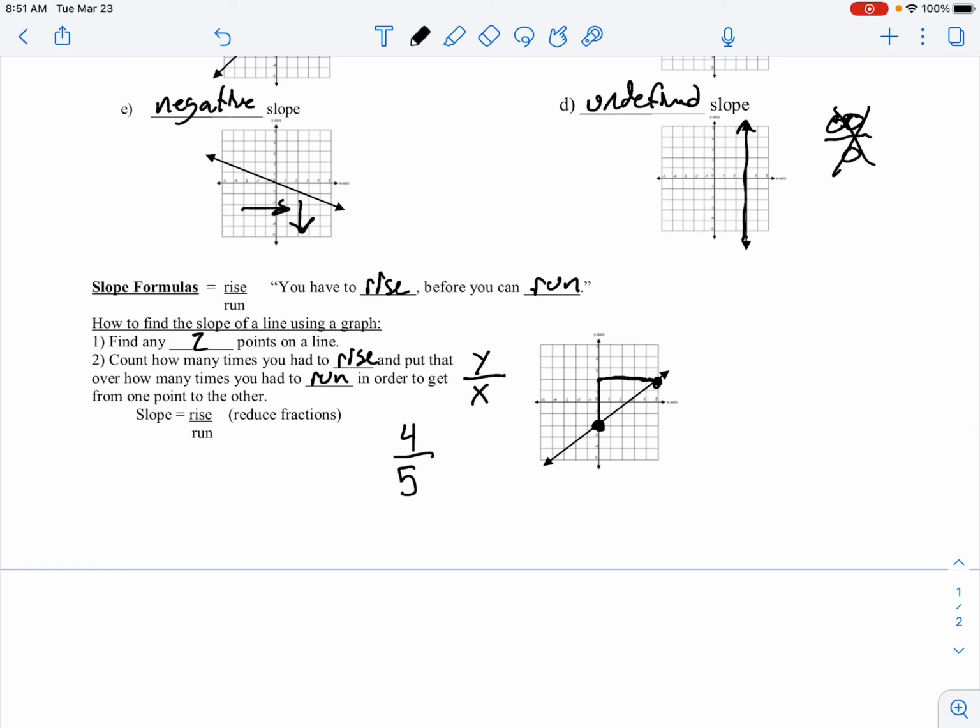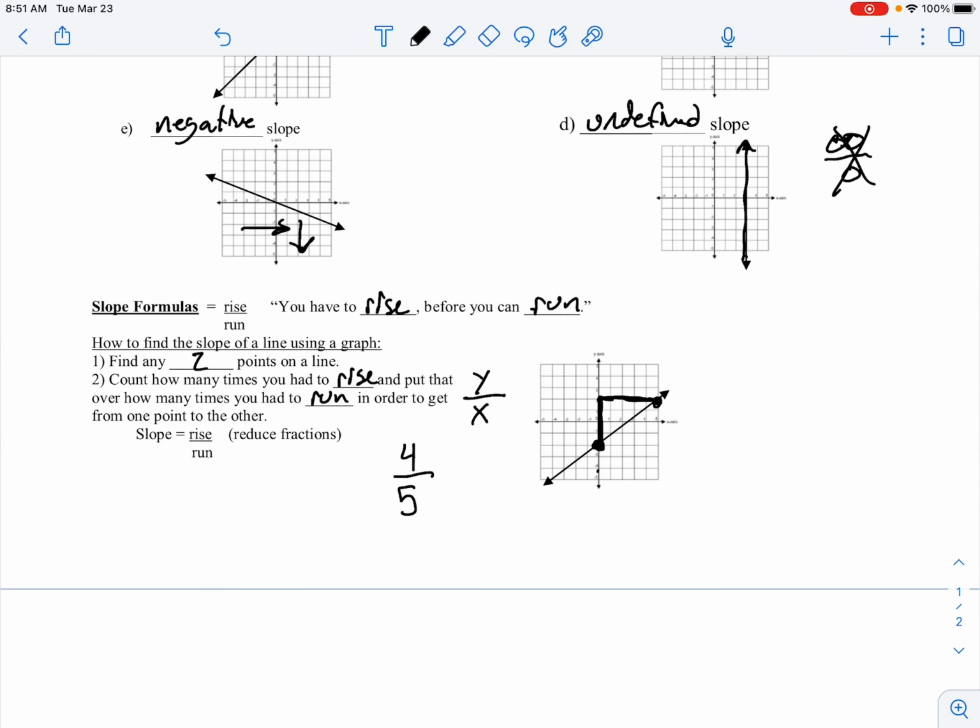So it's really that simple. You just find 2 points on a graph, and then we count how many times we had to go up or down if it's a negative number, and then how many times we had to go horizontally.